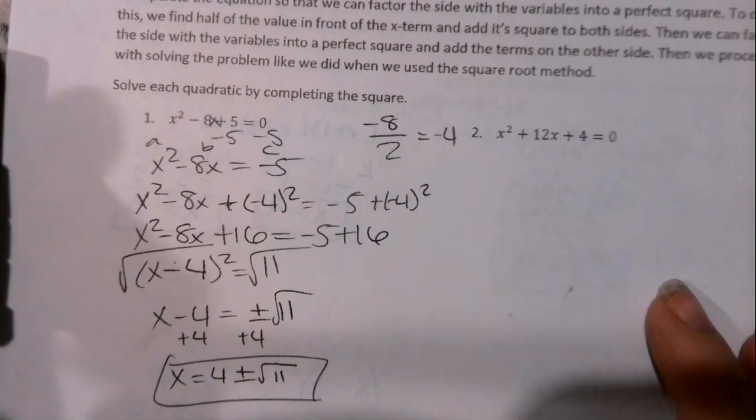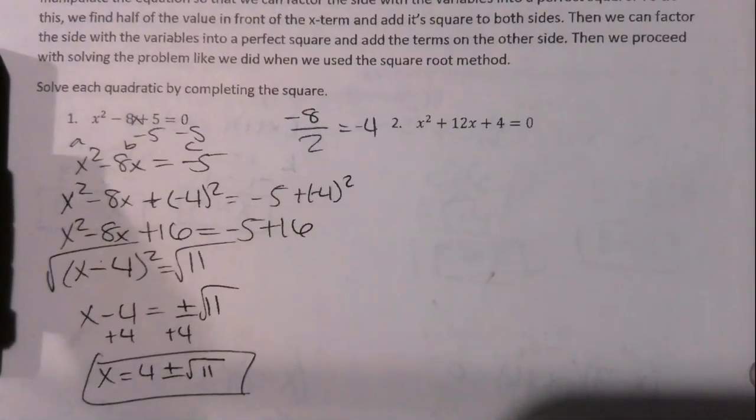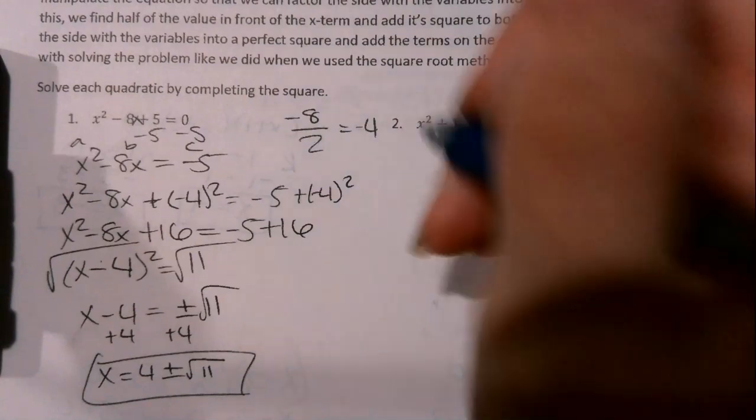Okay, the last method is solving by using the square root method, or completing the square method. We already did the square root method. Okay, so the first thing I want to do is label A, B, and C.